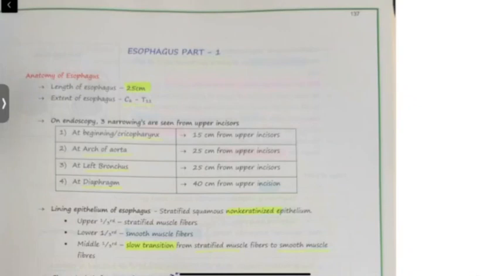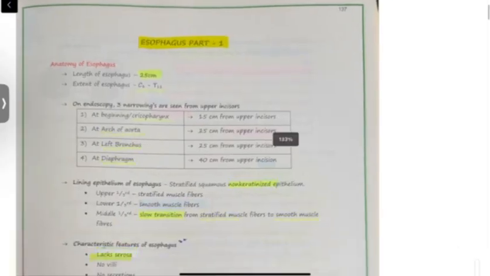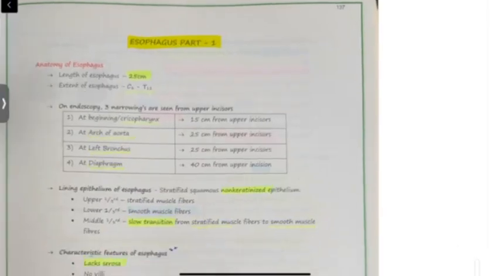So let's start. We are done with liver, bile duct, gallbladder and pancreas. Now we are starting with another part of the gastrointestinal system, that is the esophagus. Before going into detail about the pathology of the esophagus, we'll start by discussing the anatomy of the esophagus.